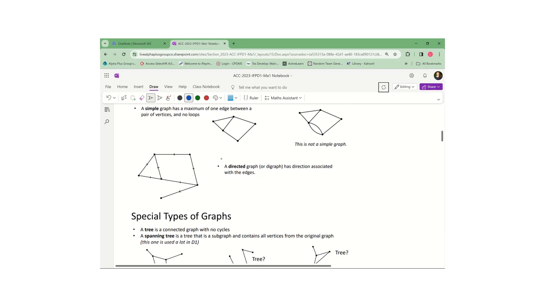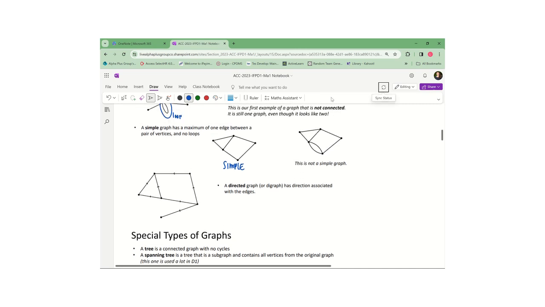A simple graph has a maximum of one edge between a pair of vertices and no loops. As you can see here, there's just single lines coming off of all the vertices. So this is a simple graph. There's also no loops. A loop would look like this. We don't have any of those. Now over here you can see that there's two arcs coming off this vertex going to the same vertex. So this is not a simple graph because I have more than one path sprouting off both of them. And yes, there's no loops, but it's not a simple graph.